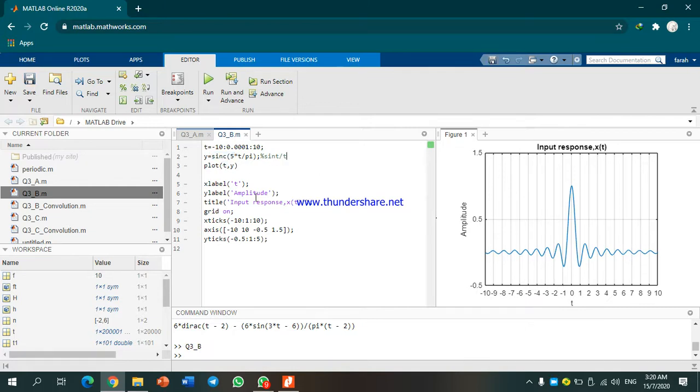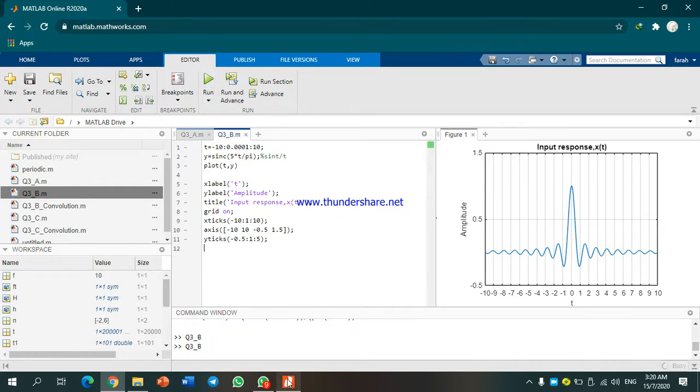I used the normal sine function, 5t over t, whereas in the graph shown, the zeros are not on the integer, they are at decimal points. So we got x(t), the input response x(t).